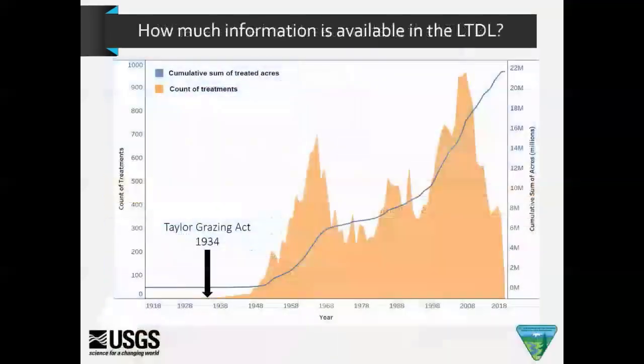How much information is available in the Land Treatment Digital Library? Well, since the Taylor Grazing Act of 1934, about 20 million acres of land have been treated on lands administered by the BLM. We have records of those in the orange bars as counts of treatments in any given year. You can see that it increases precipitously and then bounces around. The more recent years seem to come back down, and that's partly because we're continually adding more and more treatments. So this is a labor of love, a continuous process of keeping the information current for people to use.